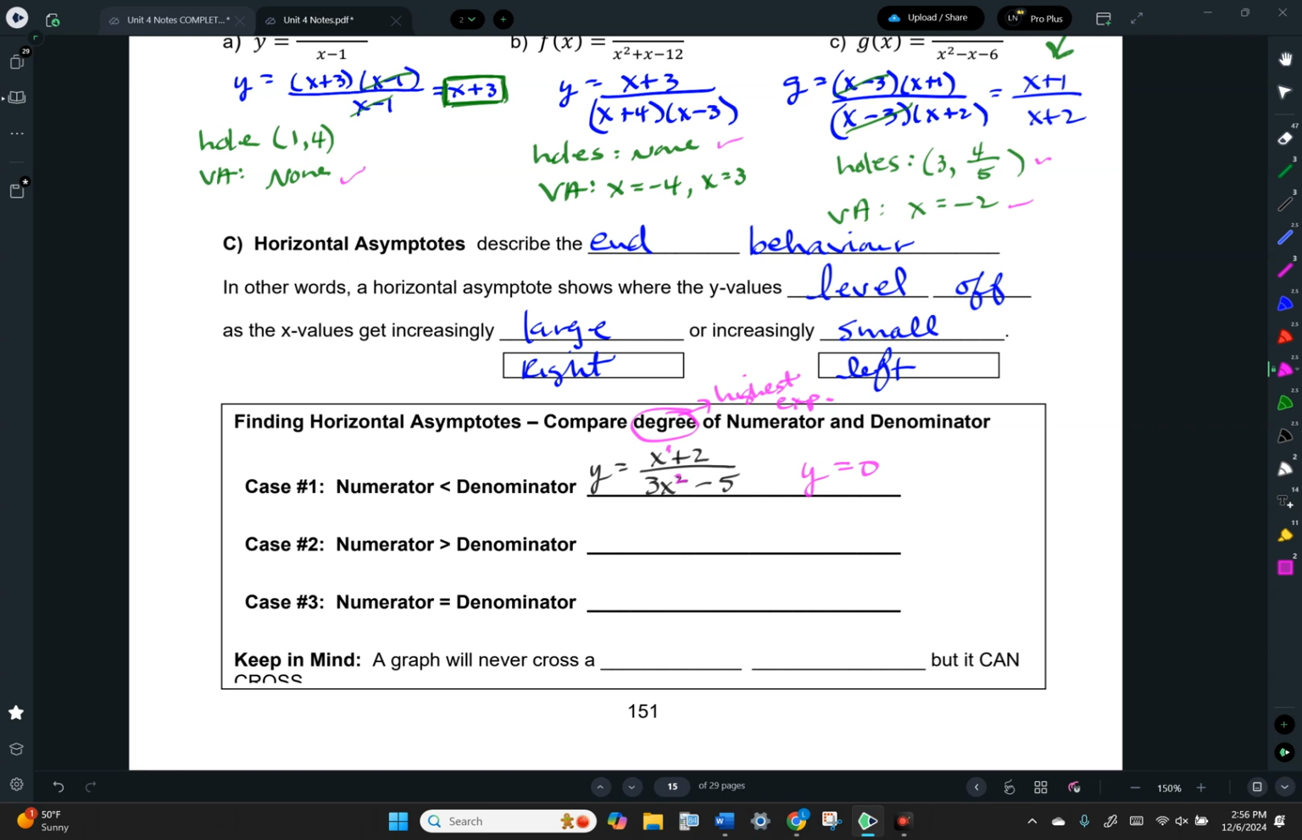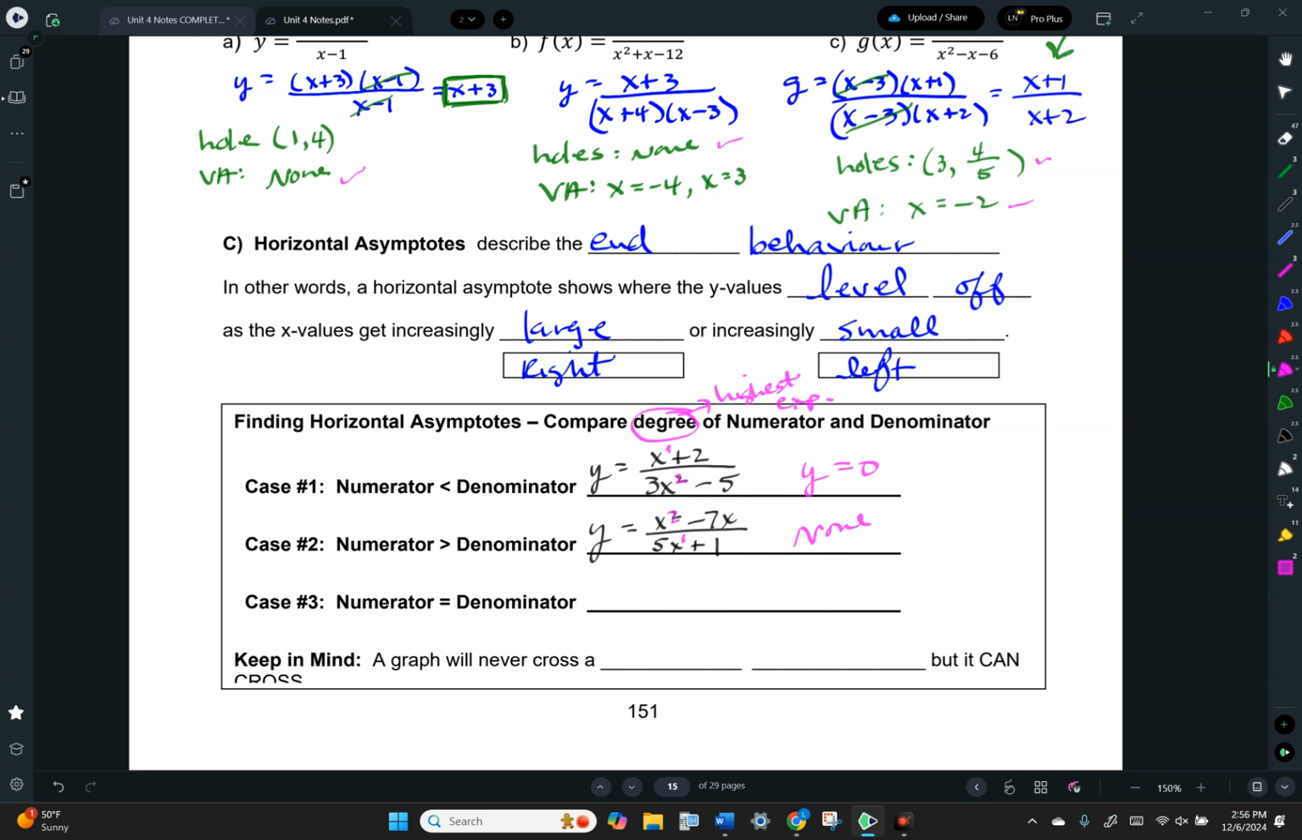But what if you have the opposite? What if it's y equals (x squared minus 7x) over (5x plus 1)? In this case, do you see that the degree of the top is 2? The degree of the bottom right there is 1. So the numerator has a higher degree than the denominator. In that case, for horizontal asymptotes, we would say there are none.